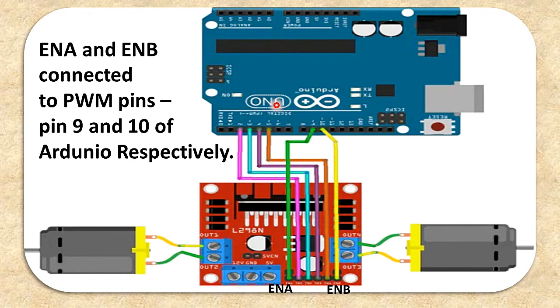In the image shown here, ENA and ENB are connected to PWM pins 9 and 10 of the Arduino respectively. The ENA pin is connected to pin number 9 and ENB is connected to pin number 10. These are the PWM pins, which are represented with the tilde symbol.